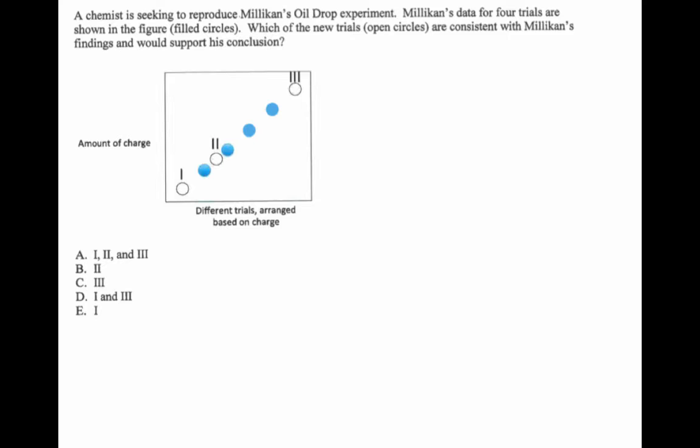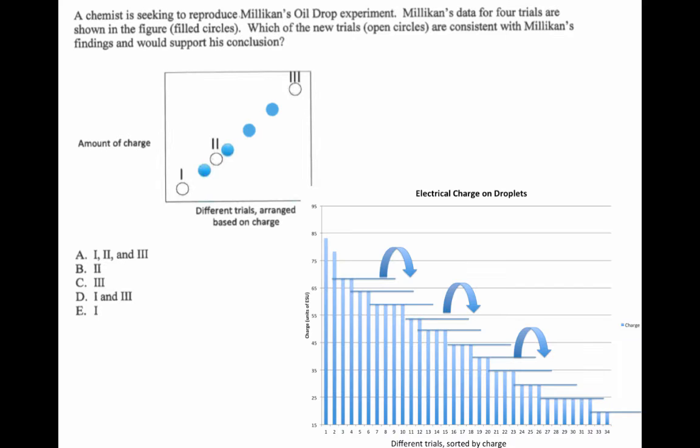Now, in order to answer this one, we have to know how he analyzed his data. What Millikan did is he had many different trials, shown here sorted by the amount of charge on the particular droplets, and he found that when he grouped them this way, there was a sort of a staircase, as the incremental change from one group to the next seemed about the same difference time and again.